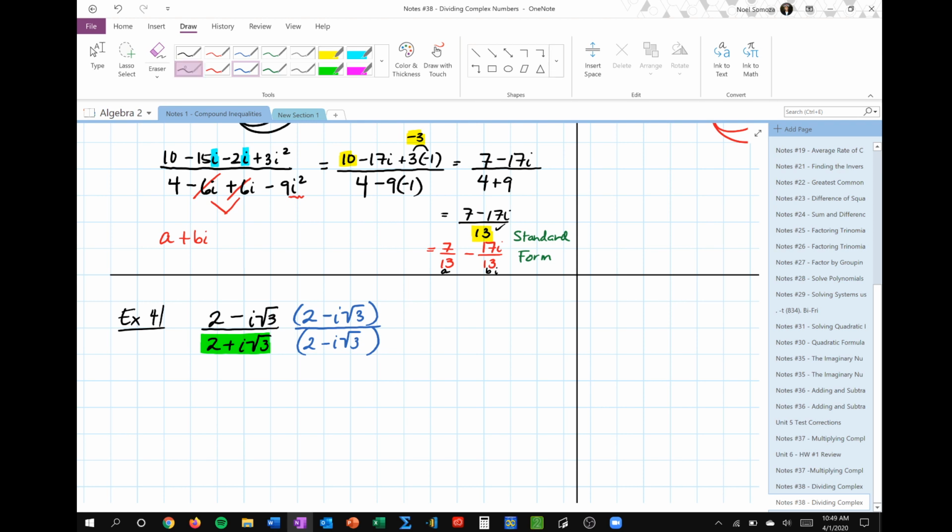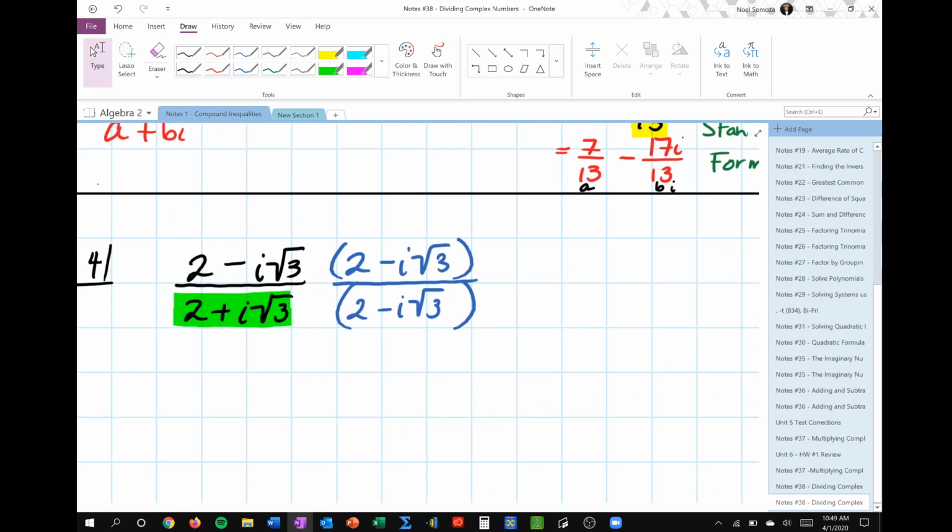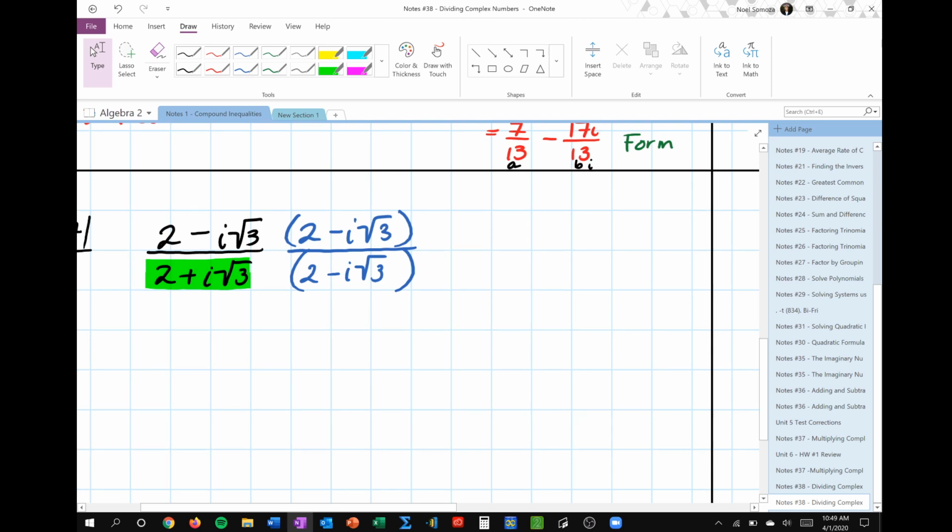Okay, so now let's expand. Let's multiply this out. 2 times 2, 4. 2 times i root 3. Okay, remember when we talk about where we put i? If the problem gave us i in front of the root, then when we do it, we need to put i at the end of the root. Okay, we shouldn't have i in the front. That does not go with the standard convention in which to write complex numbers.